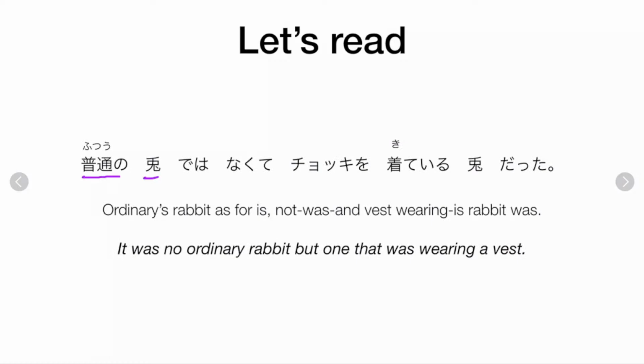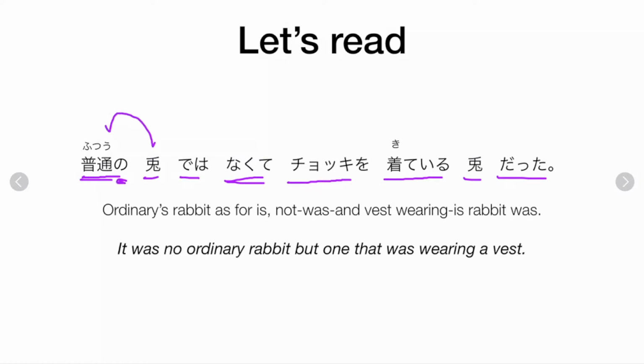Futsu no usagi de wa nakute. This is connective form of nai. Okay. Chokki o kiteiru usagi datta. Futsu is normal or usual. Futsu no usagi. So we talked about making no adjectives. This is how you would do it.